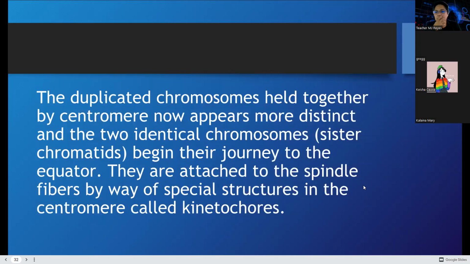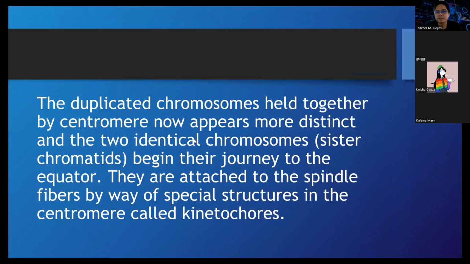I will let you see what prophase, metaphase, anaphase, and telophase would look like under the microscope. The duplicated chromosomes held together by a centromere now appear more distinct, and the two identical chromosomes, or sister chromatids, begin their journey to the equator or the center. They are attached to the spindle fibers by way of special structures in the centromere called kinetochores.